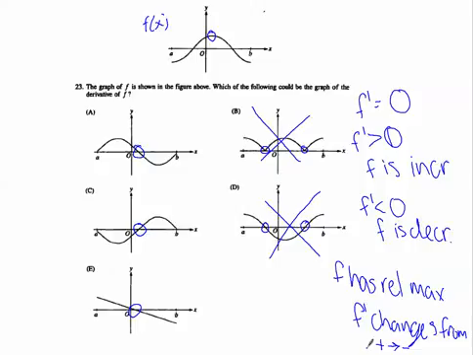Now we can take a look at our options here. Option A goes from positive to negative, so far that checks out. Letter C goes from negative to positive, so that would create a relative min, not a relative max, which is what our graph of f has. And lastly, letter E also goes from positive to negative, so we can keep that one in there.